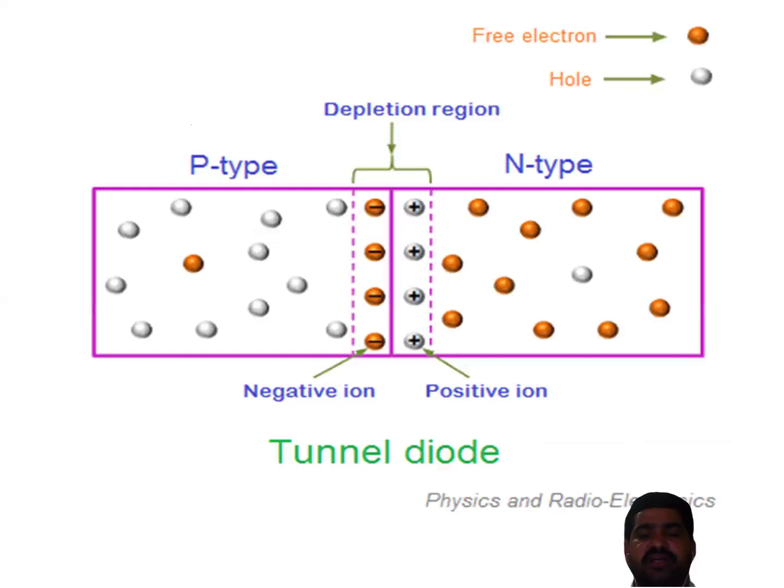So this is the diagram of the tunnel diode. P-type semiconductor, n-type semiconductor. The width of the depletion region is very small in tunnel diode, whereas in case of normal p-n junction diodes, the width of the depletion region is more.